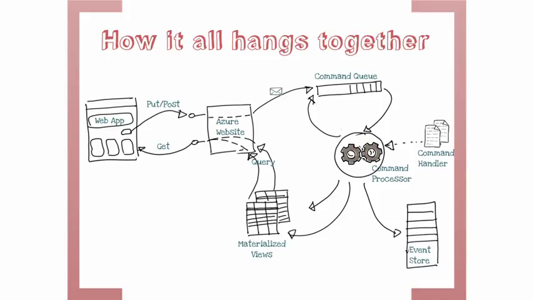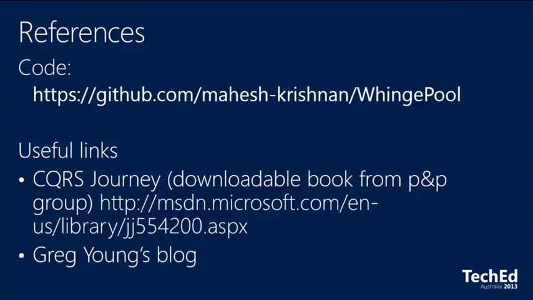Yeah, and the code is available. I'll show you the link before we wrap up. I've got a bunch of references for you that you can look at. That's the link where you can go and look at the source code for Wingepool itself. And there's the book that's been put out by the Patterns and Practices group. It talks about a whole bunch of things around event sourcing and CQRS with respect to the cloud. It's worth a read, in my opinion.